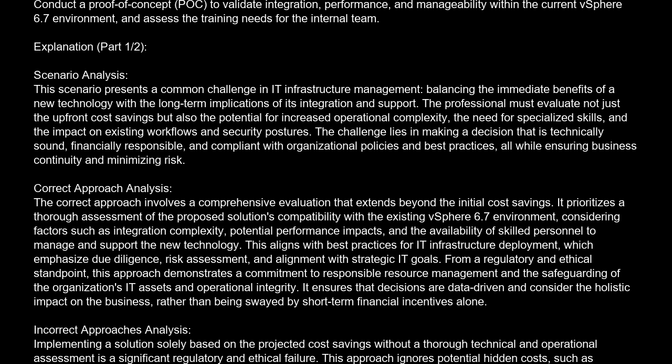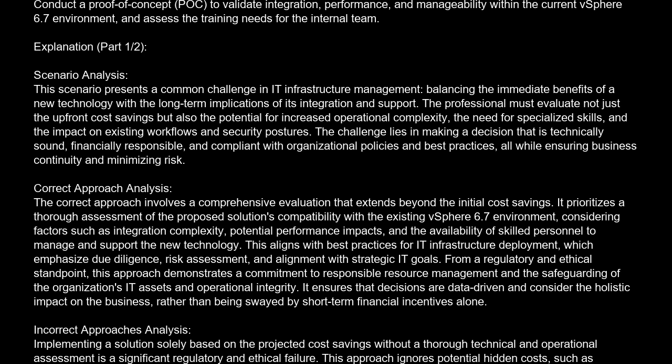Explanation. Scenario analysis. This scenario presents a common challenge in IT infrastructure management, balancing the immediate benefits of a new technology with the long-term implications of its integration and support. The professional must evaluate not just the upfront cost savings, but also the potential for increased operational complexity, the need for specialized skills, and the impact on existing workflows and security postures.